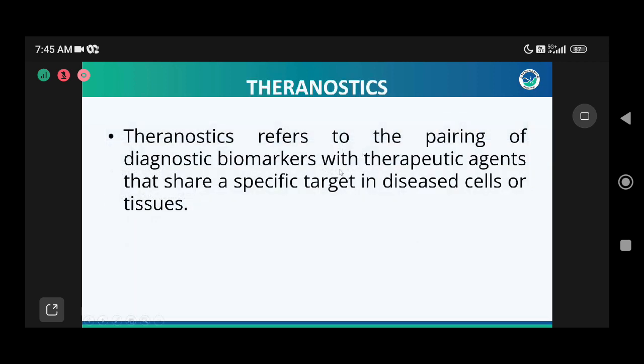Coming to what is theranostics. Theranostics refers to the pairing of diagnostic biomarkers with therapeutic agents that share a specific target in disease cells or tissues. As I told you, PSMA is a membrane antigen present on every prostate cancer cell. So you are targeting that PSMA, which can be linked with either a diagnostic molecule or a therapeutic molecule. If you use a low dose diagnostic molecule, it can help in diagnosing where all the prostate cancer cells are spread throughout the body. Whereas if you give a higher dose and use a therapeutic molecule, it can help in therapy also.